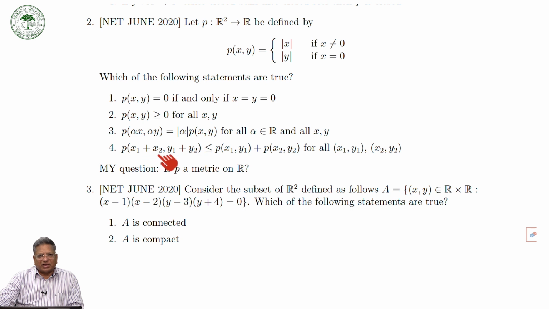Just take the calculation: you put x plus y, here x1, y1, and here x2, y2, and then you apply this one, and you will see whether this is true or not. So you can do this by yourself, no problem.